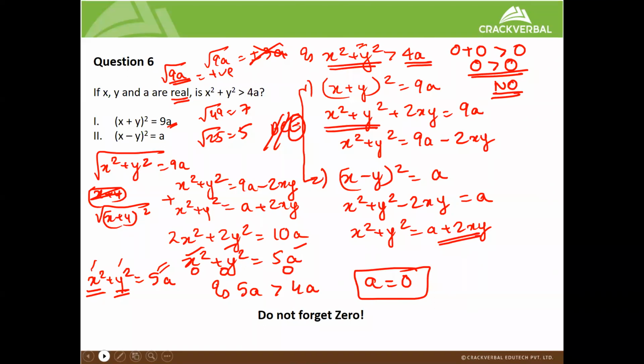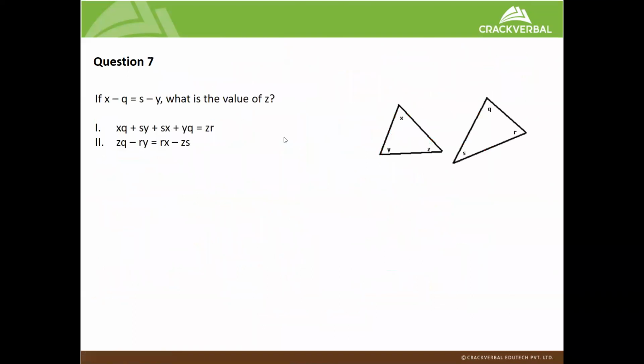Perfect. So here's the next question. Your 2 minutes start now. Again, I would classify this as a good high 720, 730 level question.